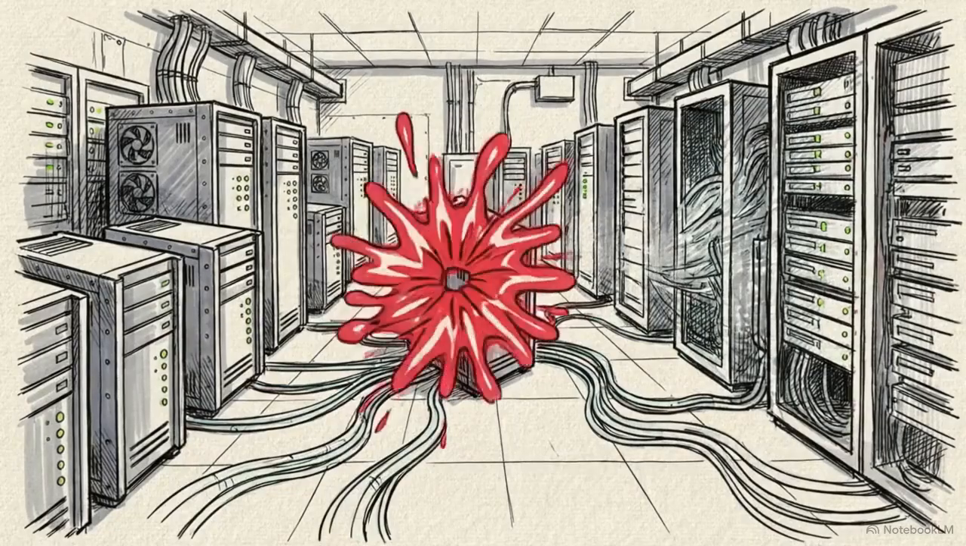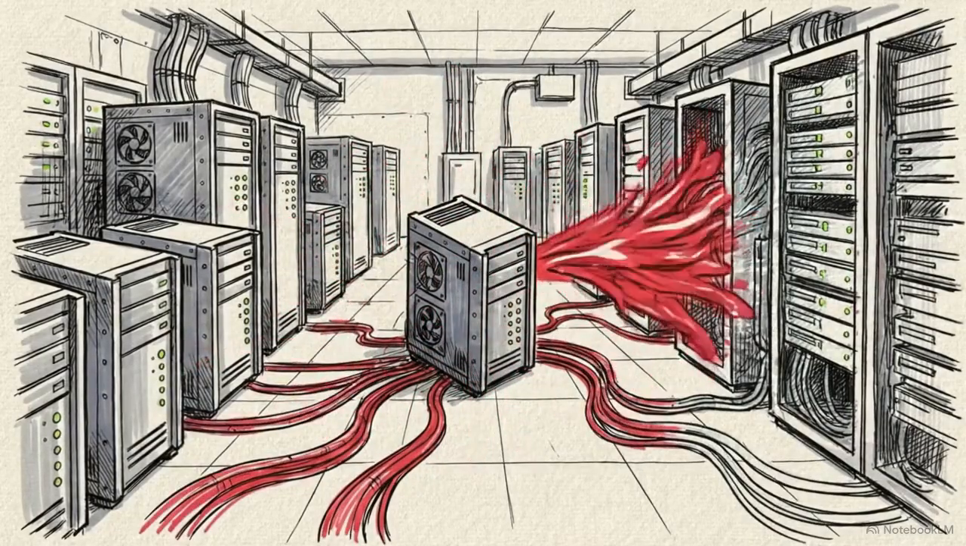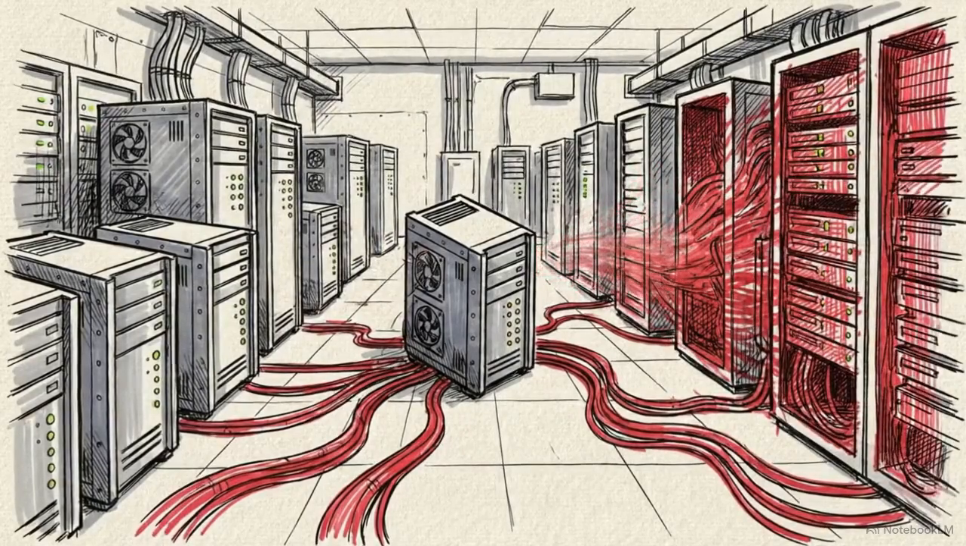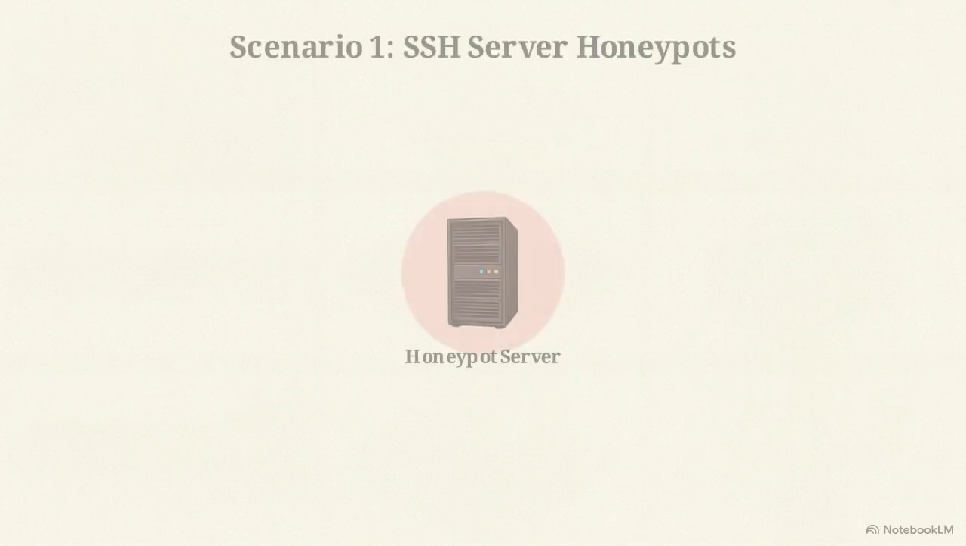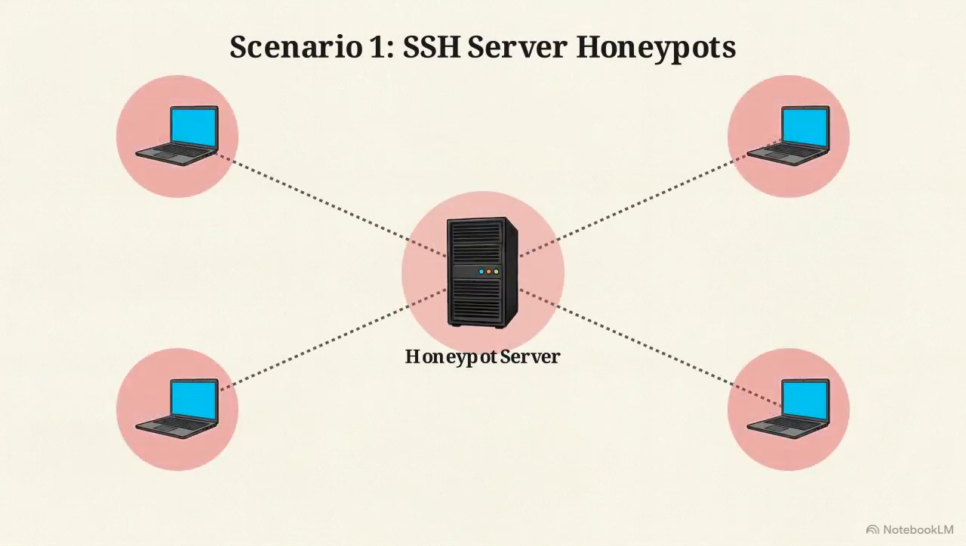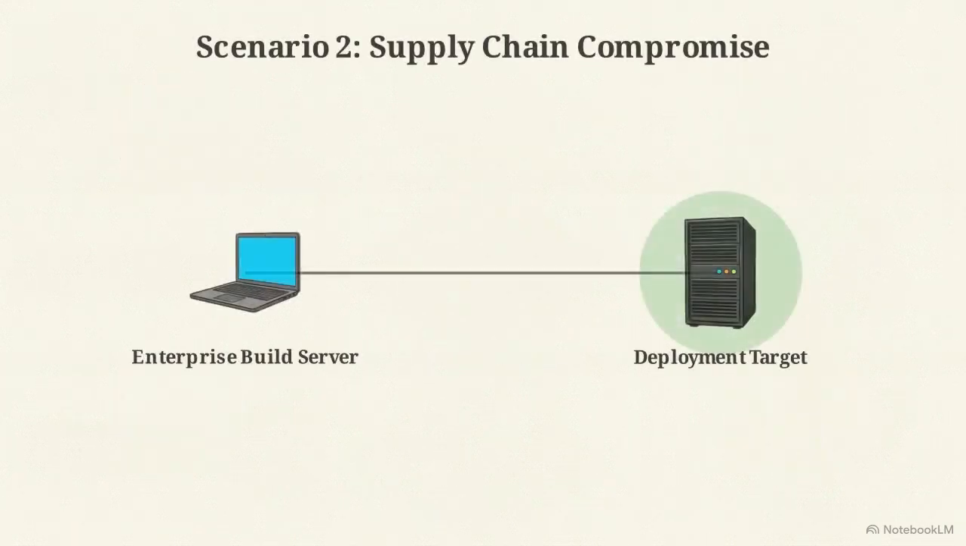The release of public proof-of-concept exploit code has moved this threat from a theoretical risk to an actionable danger across 3 network topologies. In Scenario 1, SSH server honeypots, malicious servers are designed to trap and infect automated systems attempting outbound connections. Scenario 2 is supply chain compromise, breaching a legitimate server to weaponize it, infecting every connecting client.